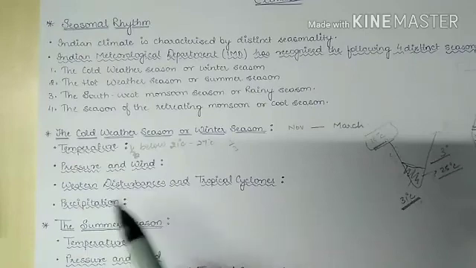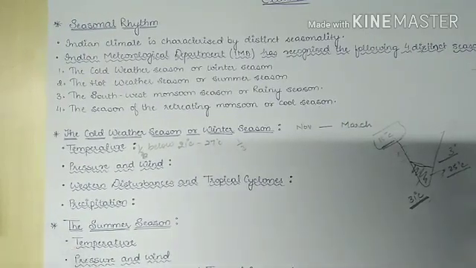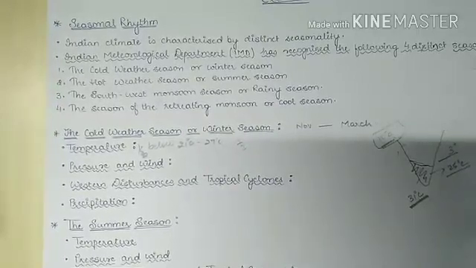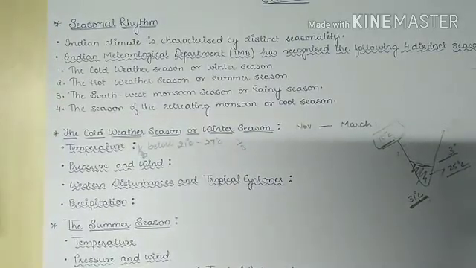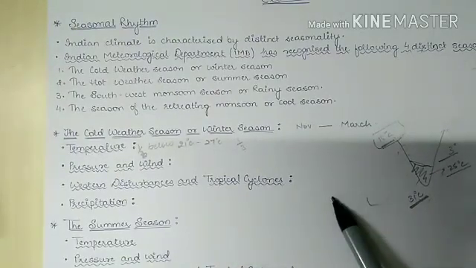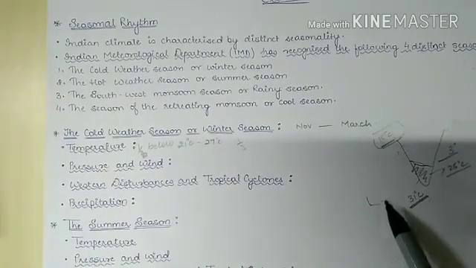Then we will look into western disturbances and tropical cyclones. So we see that during the time of cold weather, the weather conditions are normally calm and clear. Then sometimes there are disturbances caused by depressions that inflow from the west. Okay, so from the west the depressions inflow, we have low pressure area depression coming from the west, and these are known as western disturbances.